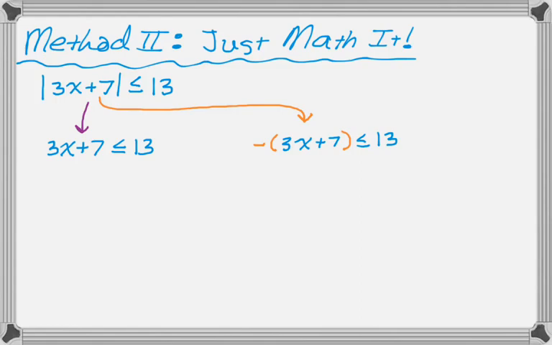And so I'm going to solve each of these. So solving the left equation, I'm going to subtract 7, which is not multiplying or dividing, so it doesn't change any signs. And then I'm going to divide by 3. And it was dividing by a positive, so that doesn't change any signs.